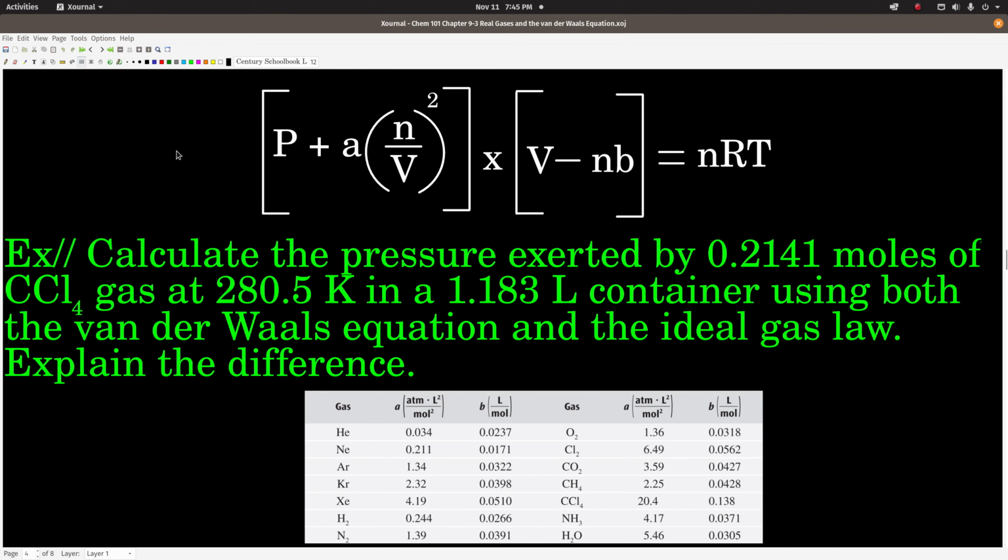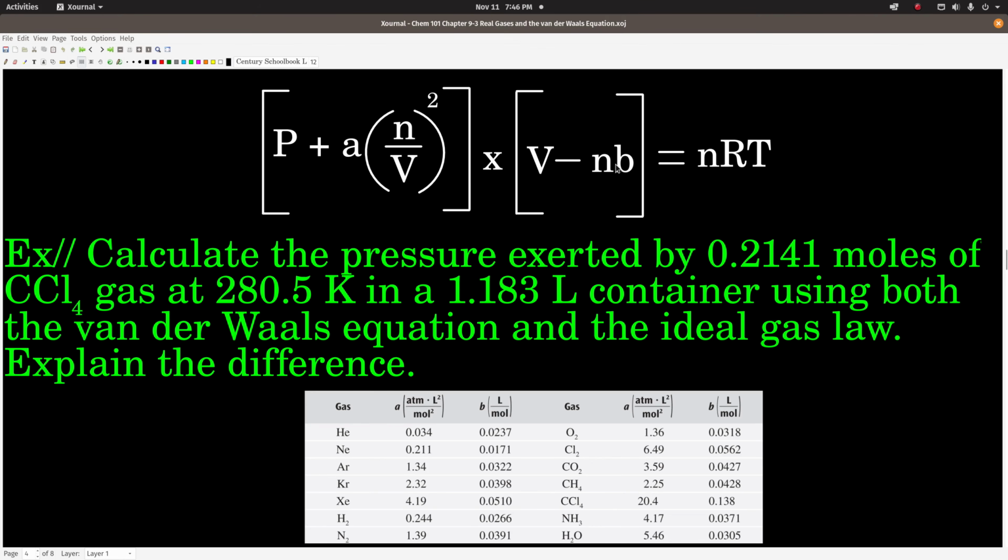So here's an example. We're going to calculate the pressure exerted by 0.2141 moles of carbon tetrachloride gas. So we're talking down here, there's the A, there's the B, at 280.5 Kelvin. That's the temperature, in a 1.183 liter container. That's the volume, using both the van der Waals equation and the ideal gas law. There's going to be a difference, so explain the difference.